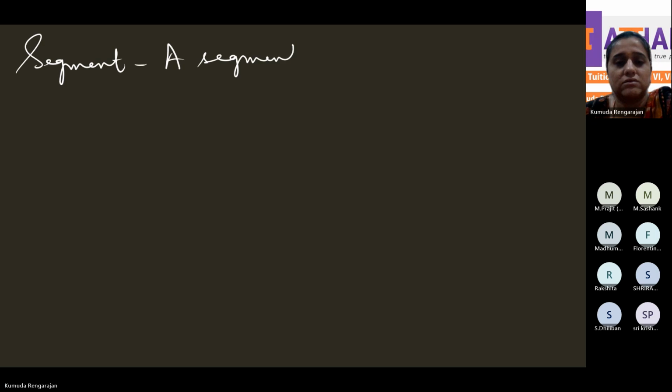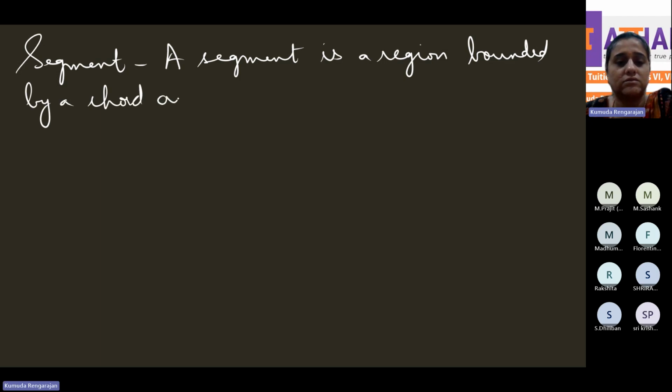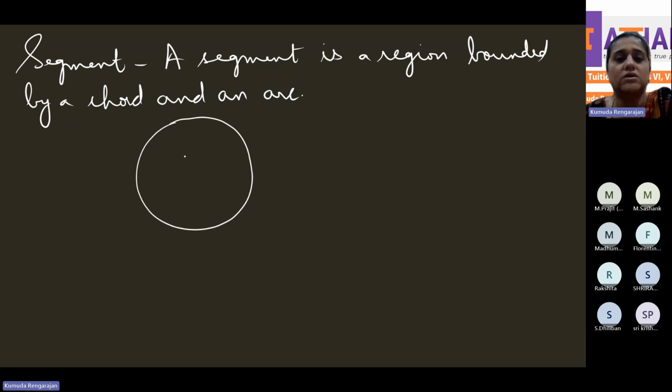So now coming to segment. A segment is a region bounded by a chord and an arc. Again, in segments, we have major segment and minor segment, circle, chord.